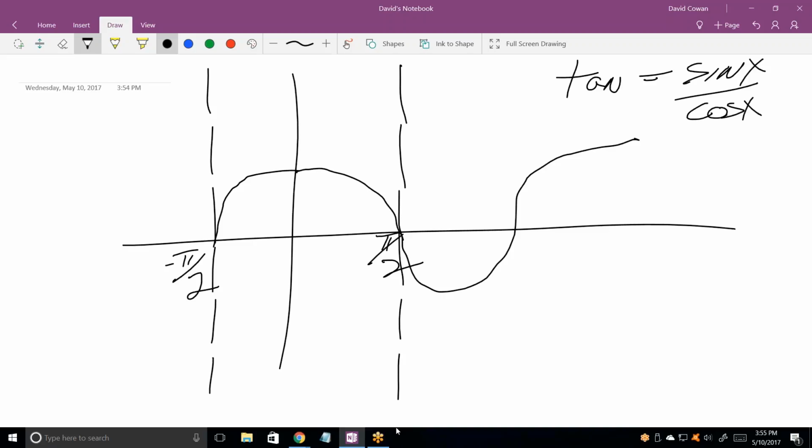And for cotangent we would do it the same way except with sine. It's cosine over sine, so wherever sine of x is equal to 0 is where your asymptotes are. The same thing goes for secant and cosecant. Secant cannot be defined where cosine is equal to 0, and cosecant cannot be defined where sine is equal to 0.